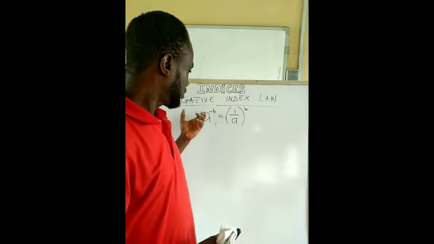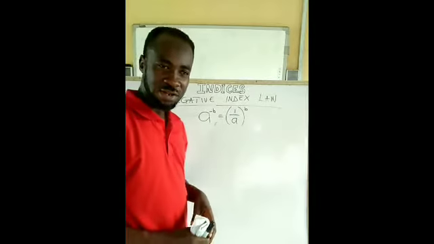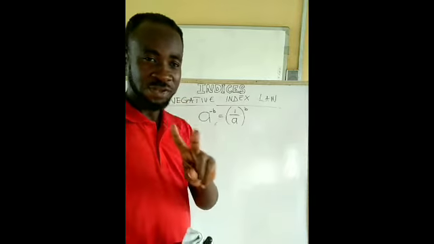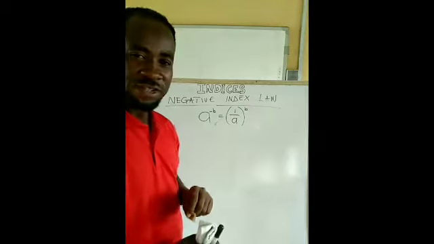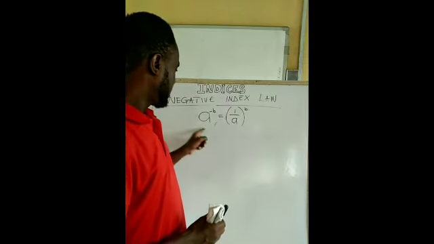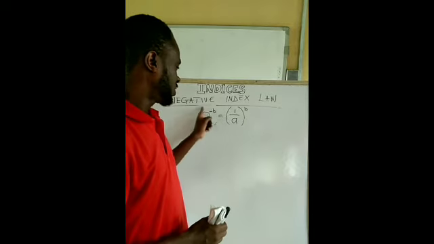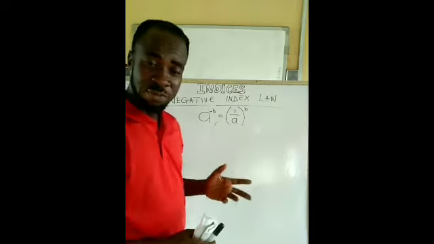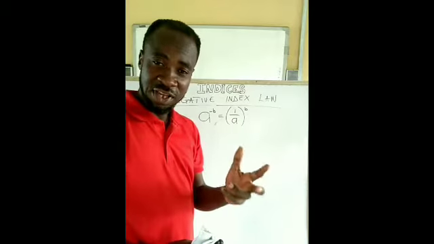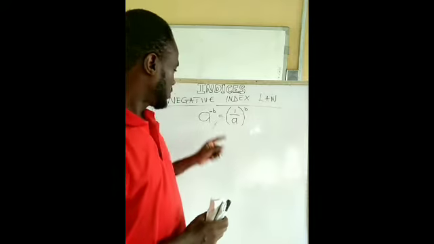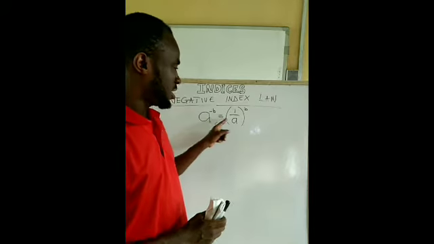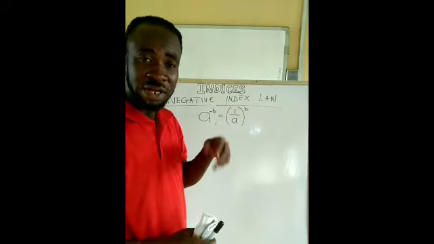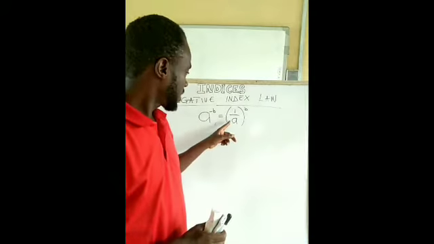Now, to solve problems on negative index, all you have to do is to take two basic steps. One of the steps is take the base, change it into its reciprocal. Reciprocal simply means the multiplicative inverse. So the reciprocal of a is 1 over a. Reciprocal simply means flip that number. That's the multiplicative inverse. Okay?